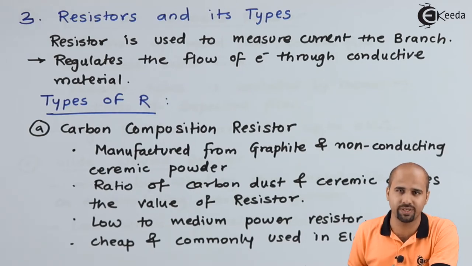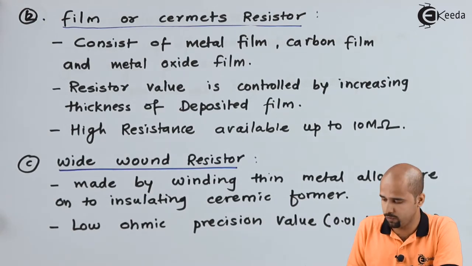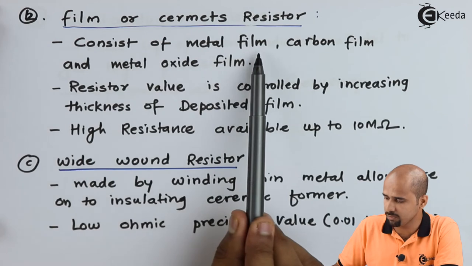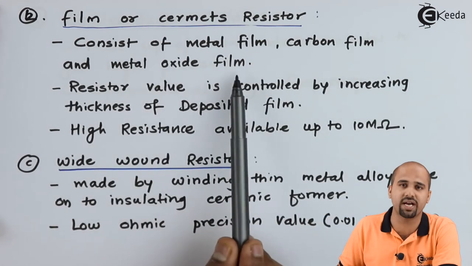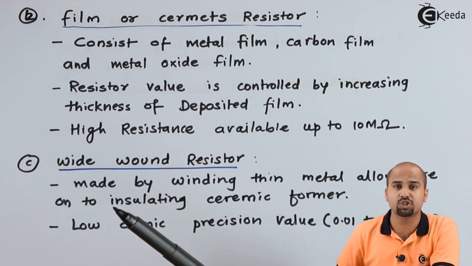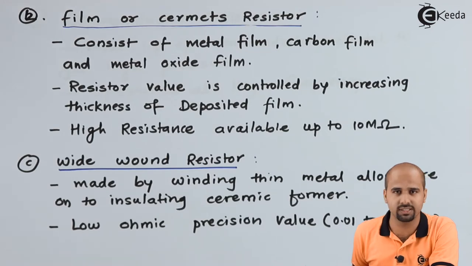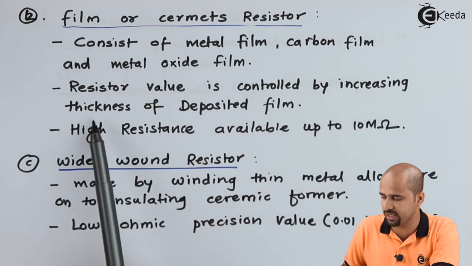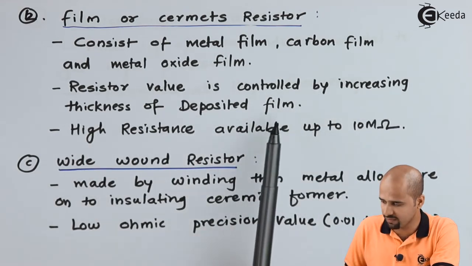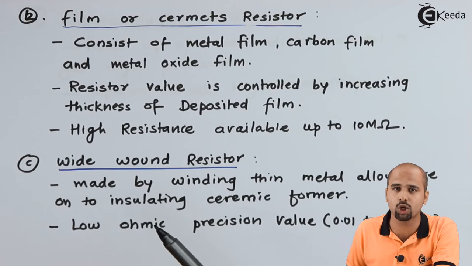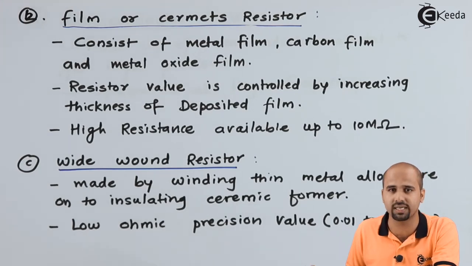abundantly available in nature. Second is film or ceramic resistor, which is very small in space. It consists of metal film, carbon film and metal oxide film, where metal oxide will act as a resistance part which resists the flow of current in that particular material. Resistor value is controlled by increasing the thickness of the deposited film. Whatever carbon film, metal film, or metal oxide film we are using, depending on the thickness, your resistance value will increase.